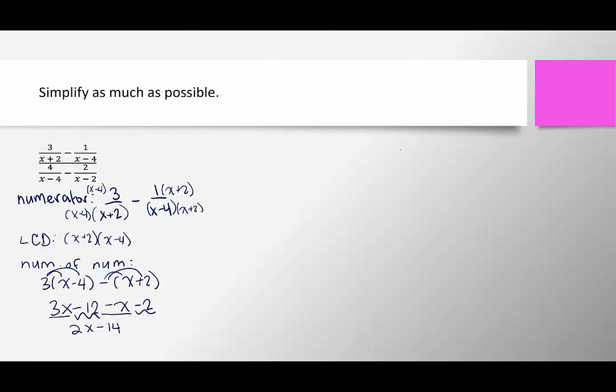I'm going to come all the way over here and write that over here. The numerator of the numerator is 2x minus 14. The denominator of the numerator is x plus 2 times x minus 4. Okay, we dealt with the numerator. Next, we have to look at the denominator.